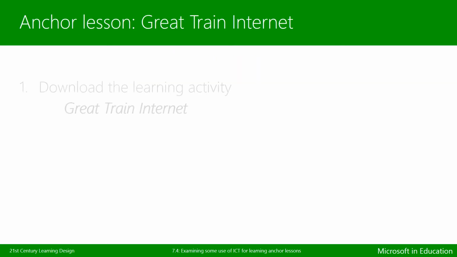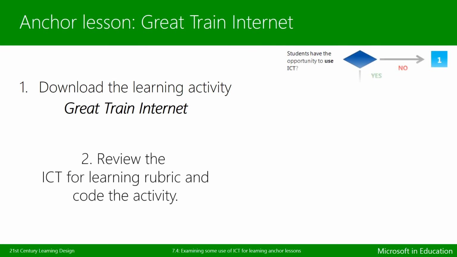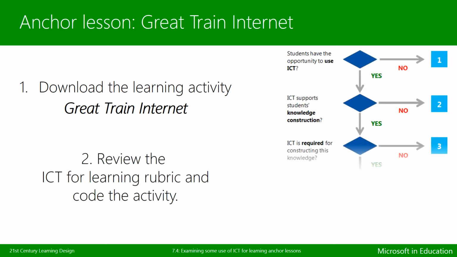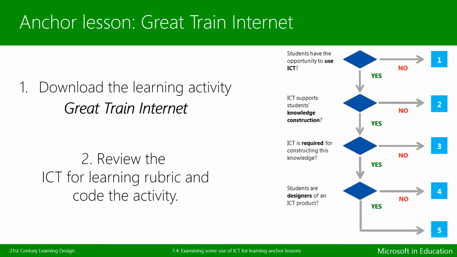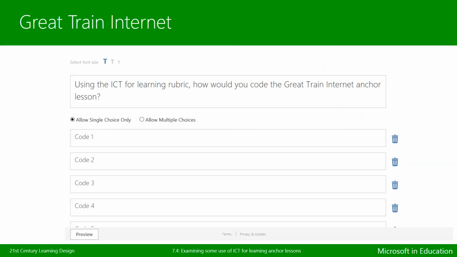Now, please download the learning activity entitled Great Train Internet. When you've done this, carefully read it and make notes of your observations about what evidence there is that the students are engaged in the use of ICT for learning. Then, based on your observations, make a decision about the level of ICT use that you find in this learning activity. In deciding how to code it, you need to be able to point to evidence in order to justify the code you select. Using the ICT for Learning rubric, how would you code the Great Train Internet anchor lesson?